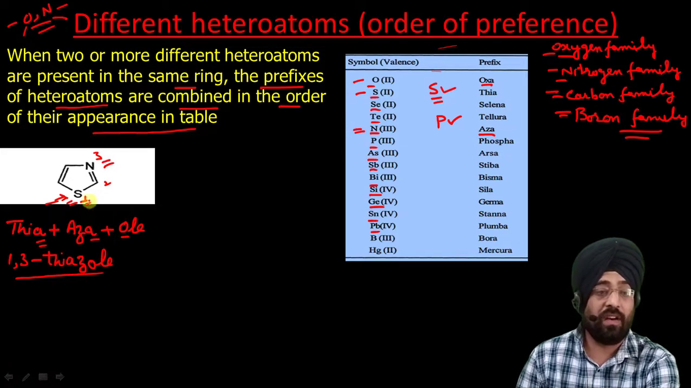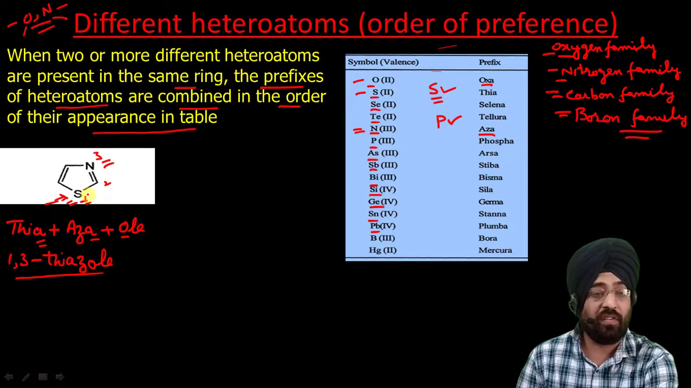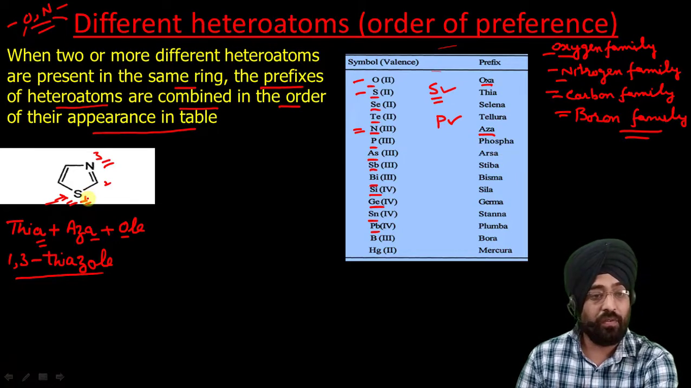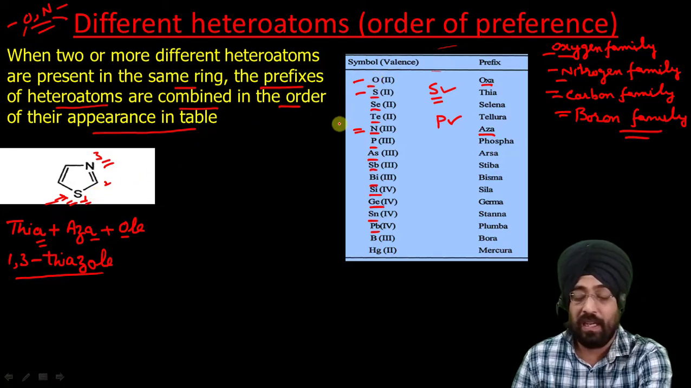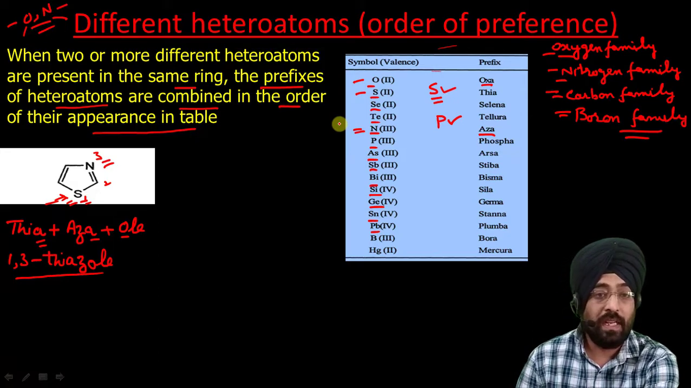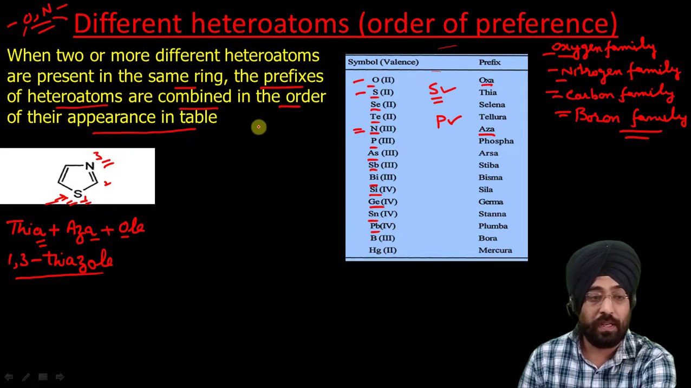If we have two different heteroatoms, then we have to write the prefix of all the heteroatoms, then combine them. And the heteroatom which appears first will be given higher priority than other heteroatoms.